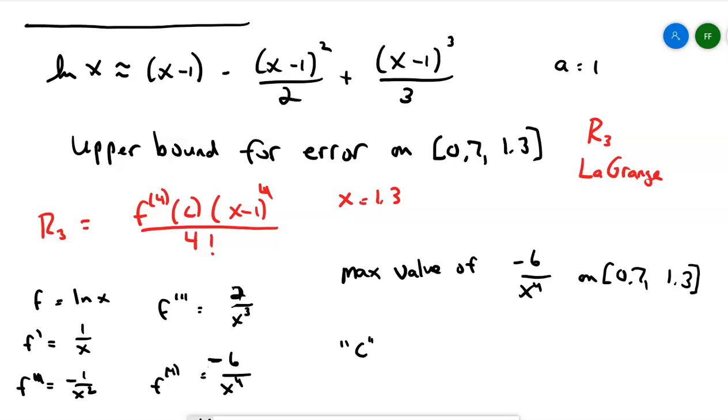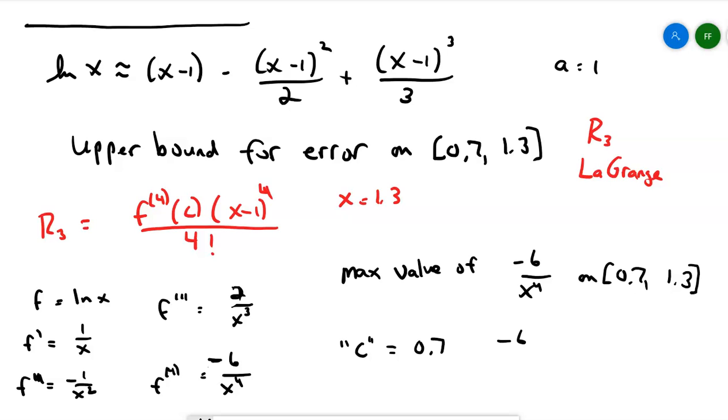Well, the largest c value is going to come from which end of that interval? It's not going to come from 1, right? 1 is the middle. That would give me a value of 6. If I put a smaller value in for the denominator, that should make the value of the whole fraction larger. If I put a bigger number in for the denominator, that's going to make it smaller. So let's choose c equal to 0.7. Right? So if I put the smaller number in, that'll make it larger.